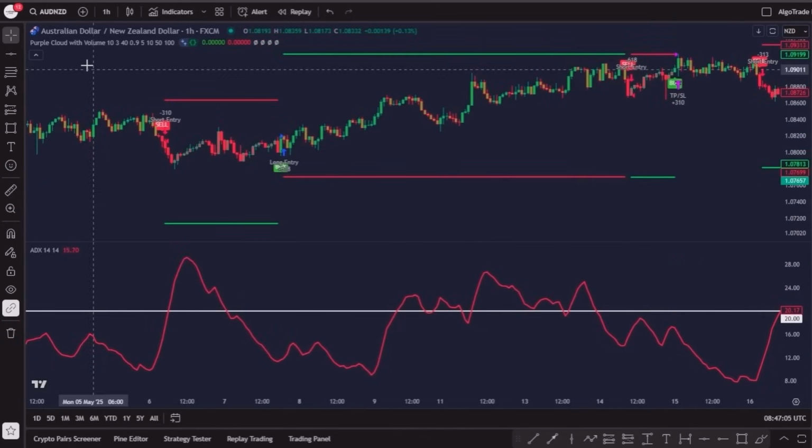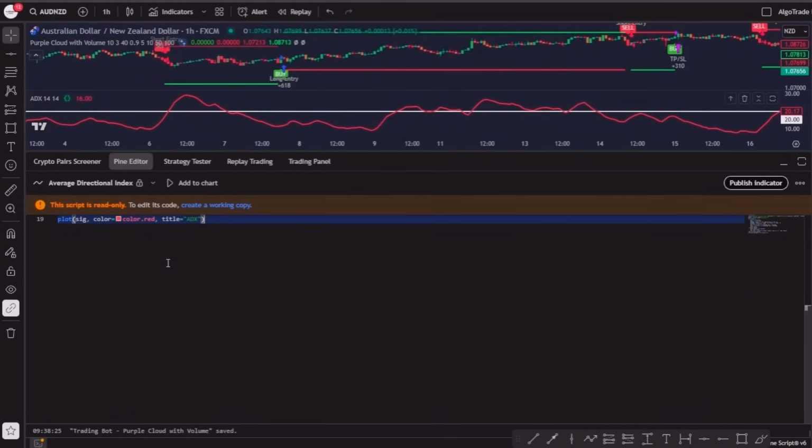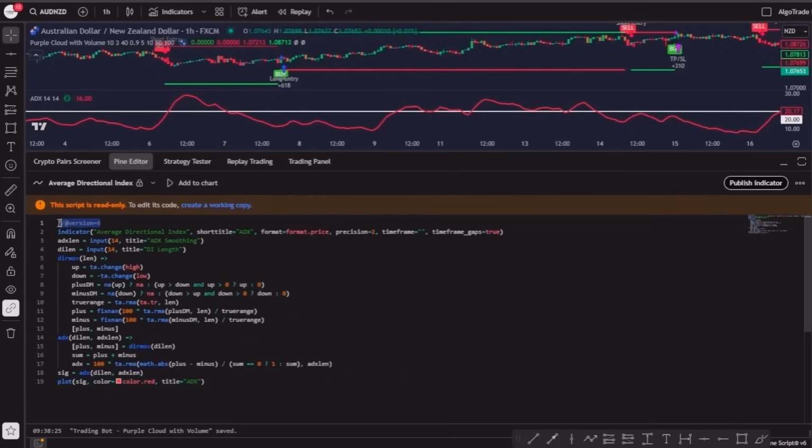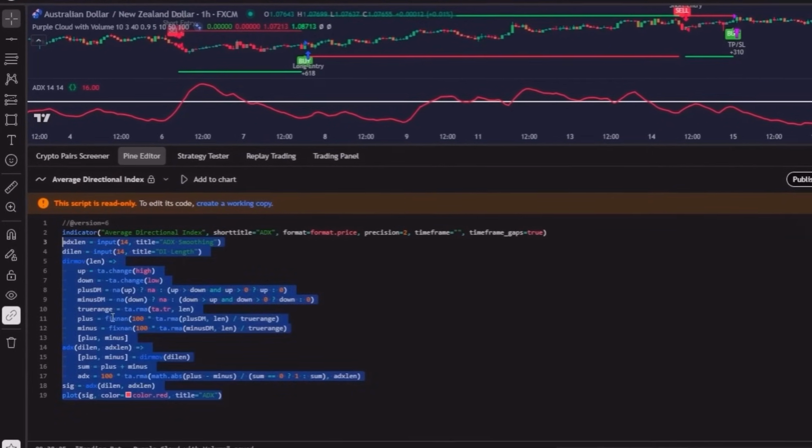Let's now test the ADX and see how it performs in our strategy. First, I will open the ADX source code, which is also available by default inside TradingView. Again, it's written in PineScript version 6. So it's fully consistent with our strategy.